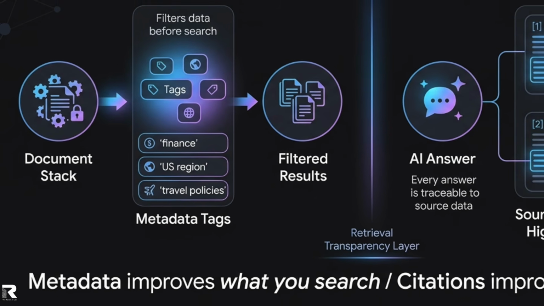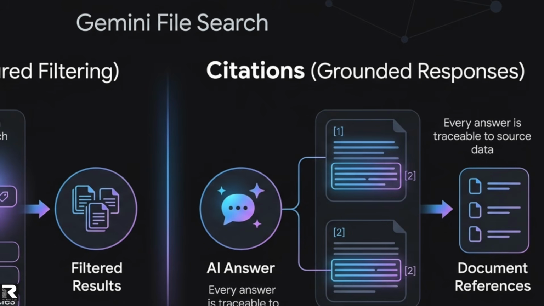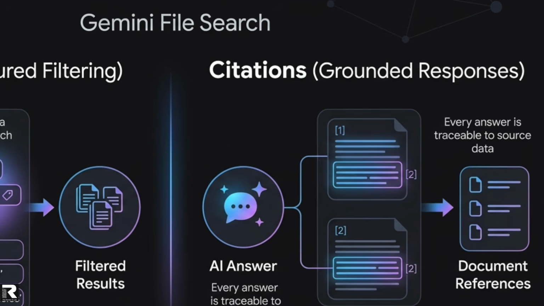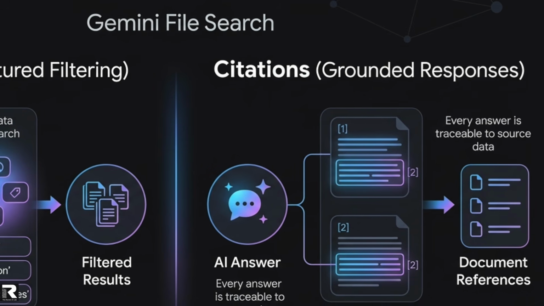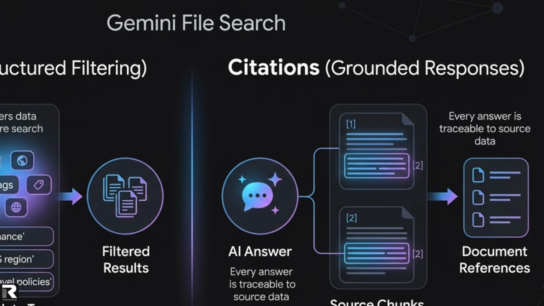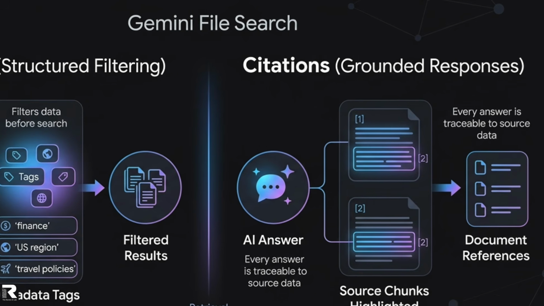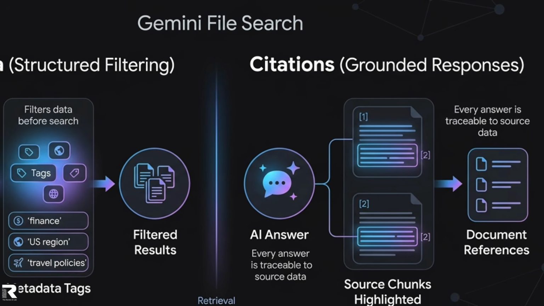Gemini File Search also provides built-in citations. Each response can reference the exact chunks it used. That improves trust and reduces hallucinations. In traditional RAG, citations are manual. Here, they're automatic.